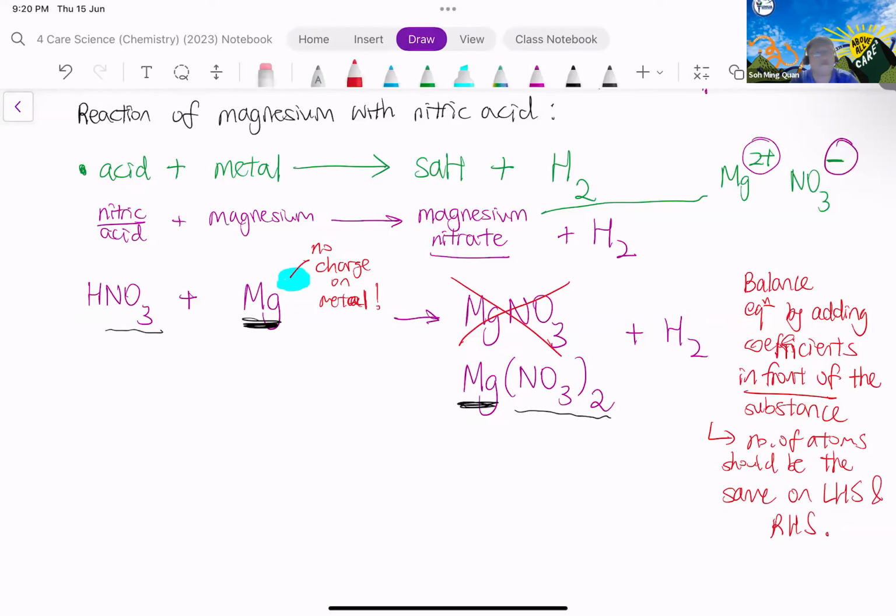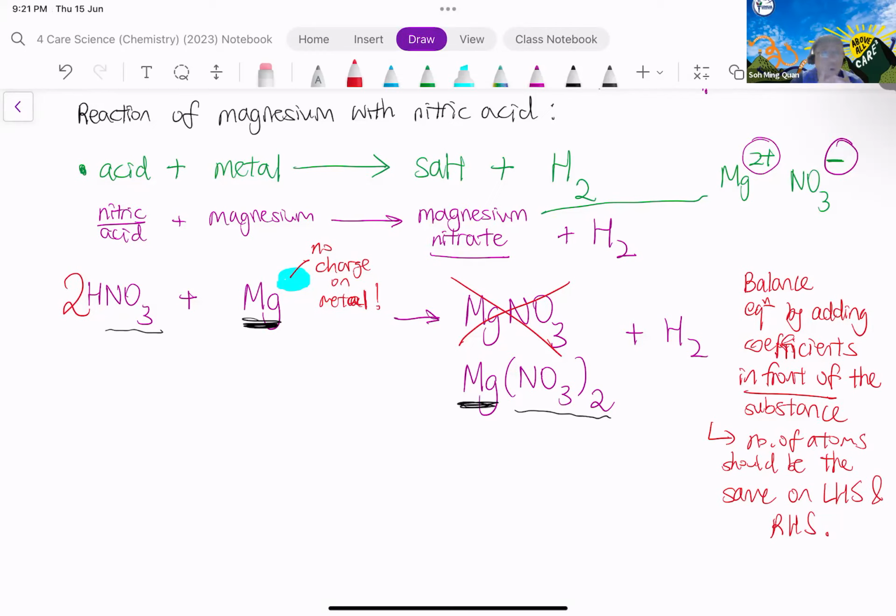How do I ensure it's the same? I add coefficients in front of the substance. So I should add it in front of where? I need more nitrate where? I need it on the left. I put the 2 in front of nitric acid. And that would make the equation balanced. So once you do it slowly like this, you would have gotten 2 marks.